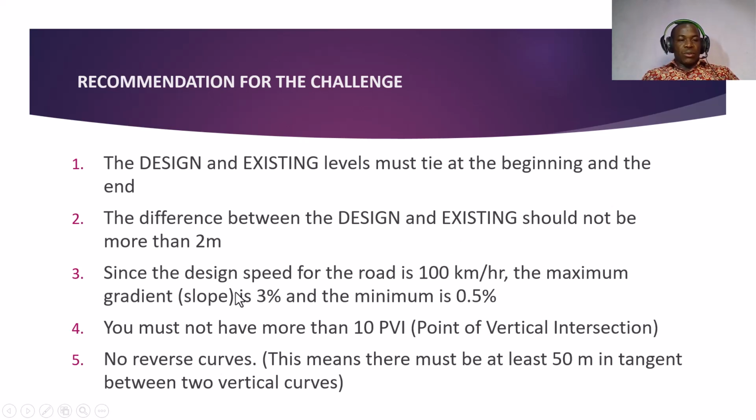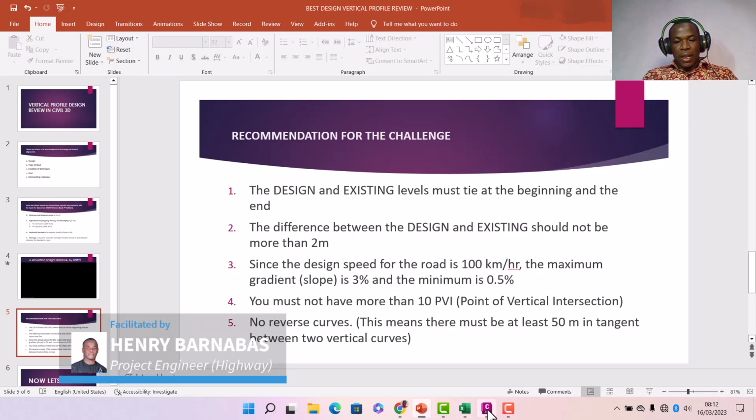Since it's 100 km/h, by recommendation the maximum gradient should be 3% and the minimum is 0.5%. And then you must not have more than 10 PVIs, that is, points of vertical intersection. We should also not use reverse curves. These were the recommendations, so let me go ahead and design this road.